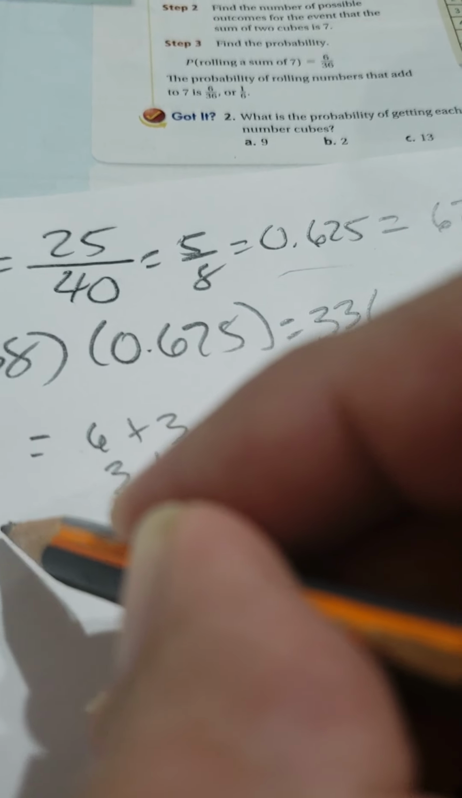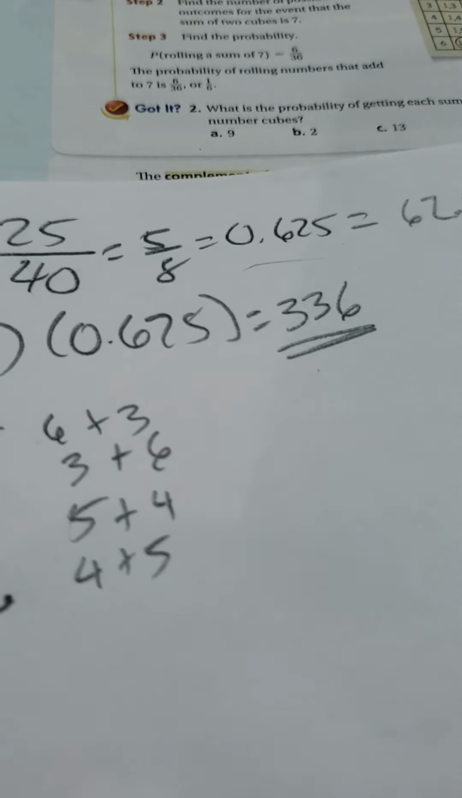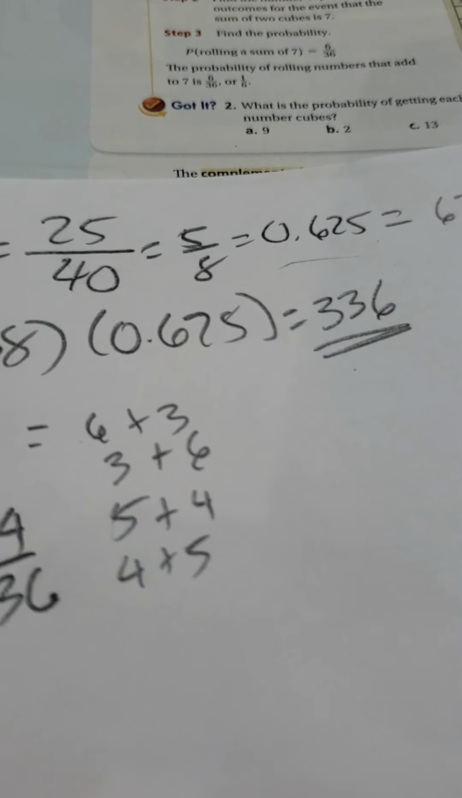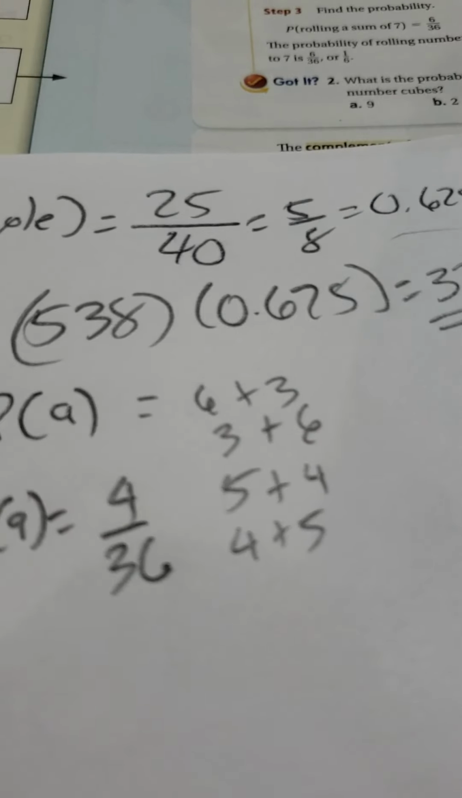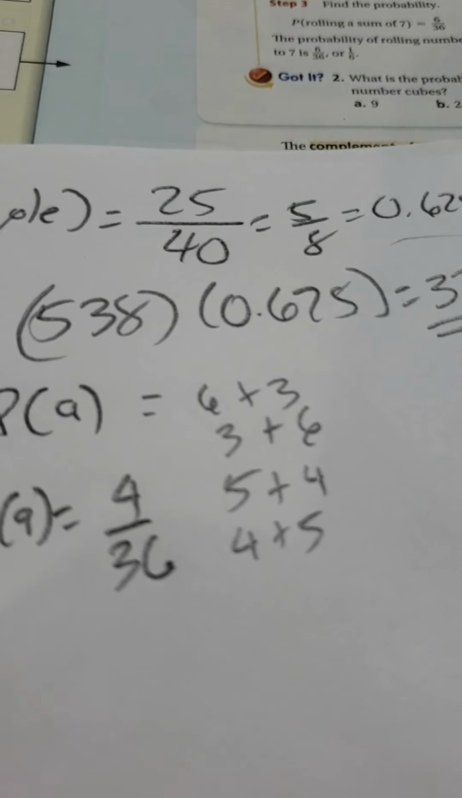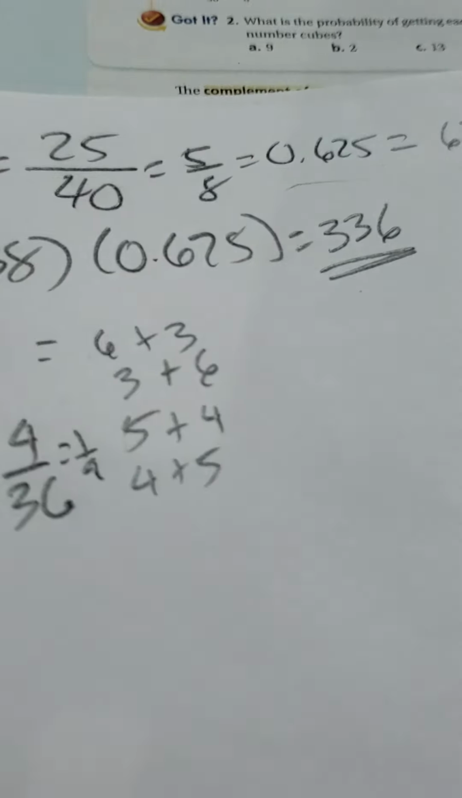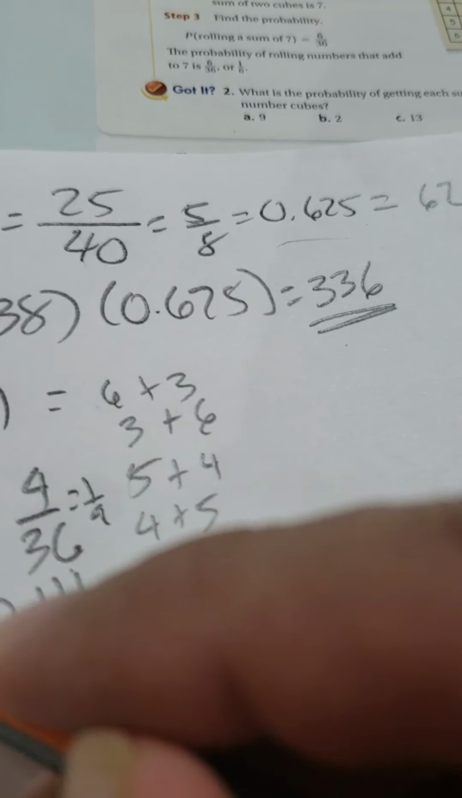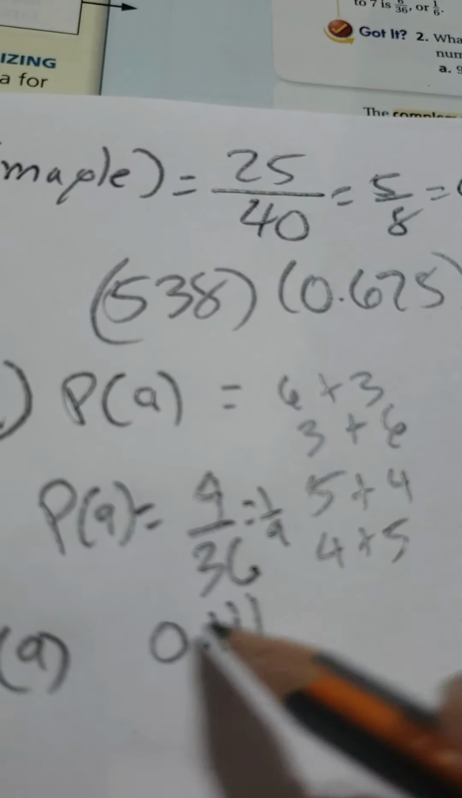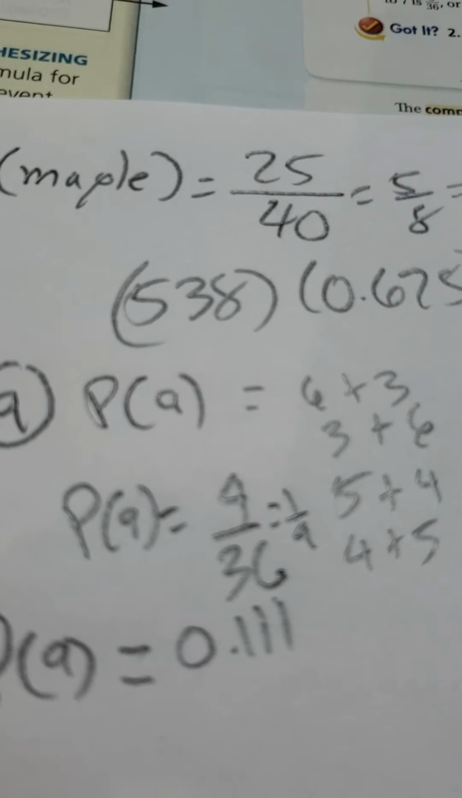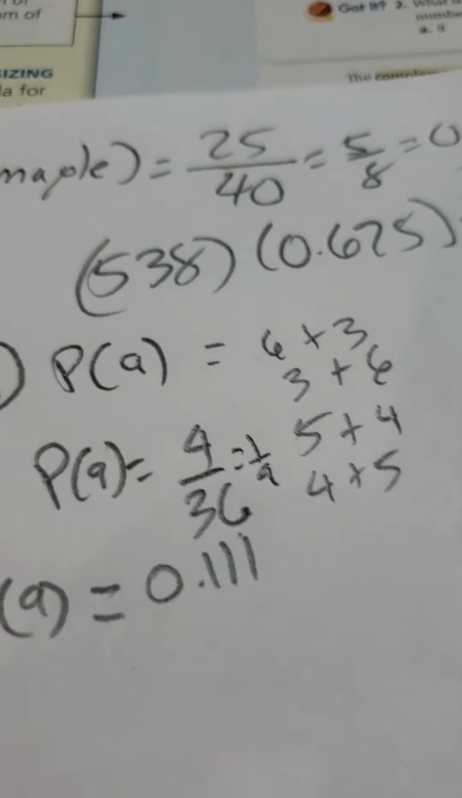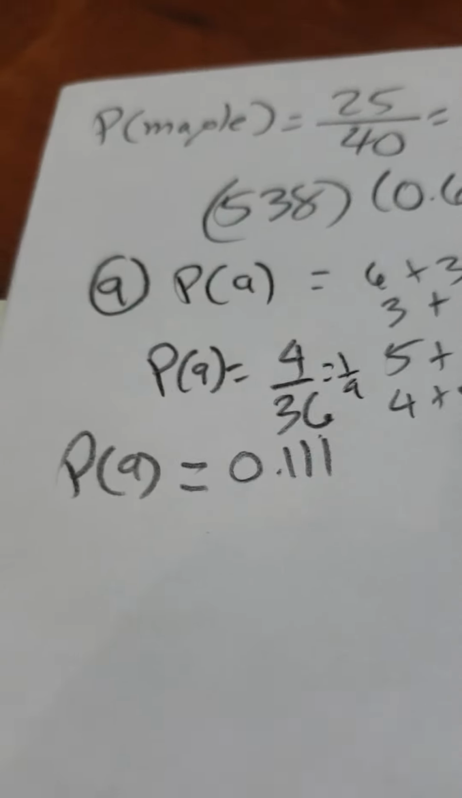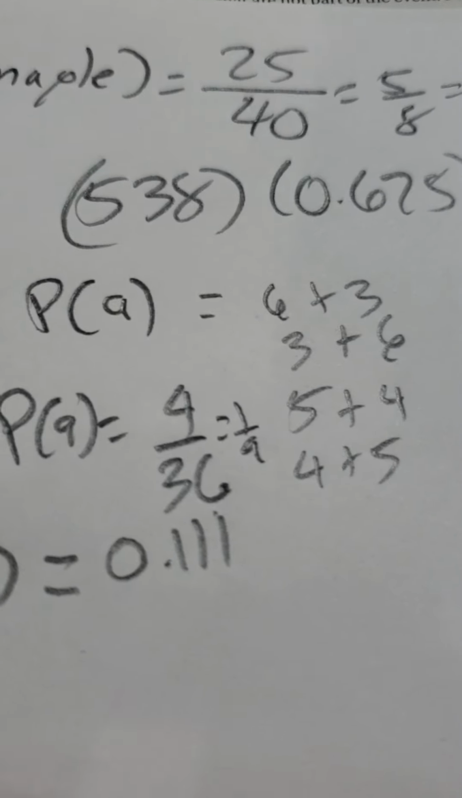So P of 9 is 4 over 36. That is the probability, 4 of 36. As a fraction, 4 of 36 is 1 of 9. And as a decimal it is 0.11. That is P of 9, 1 of 9 or 0.11. It's not likely because it's less than 0.5.